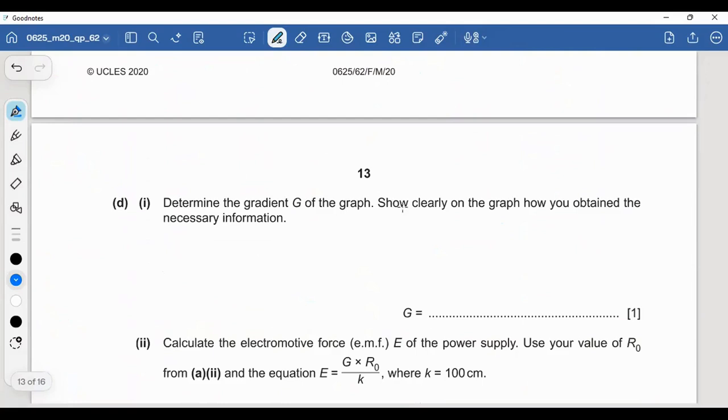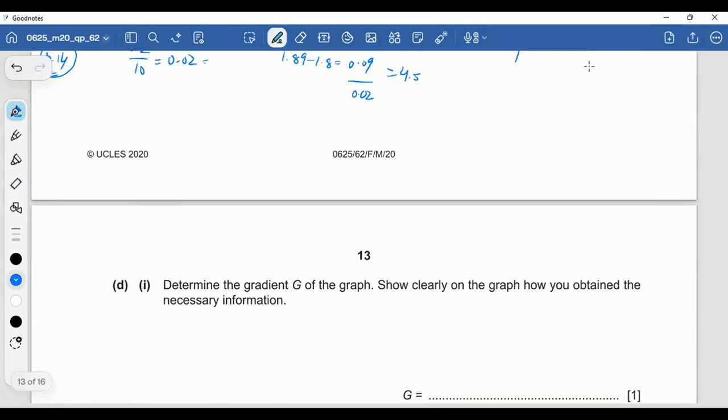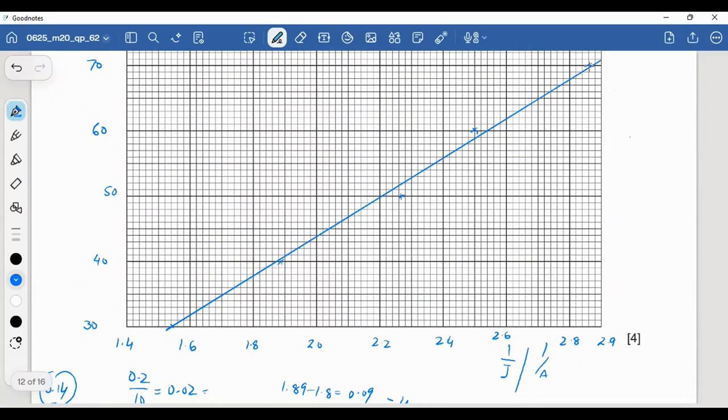Now moving towards the next part. As we discussed in the previous video, the gradient may be asked as a 2-mark question, but this time it is a 1-mark question: determine the gradient of the graph, showing clearly on the graph how you obtain consistent information. Both marks are for your working and your final answer. So how to get it? You need to take 2 points that are more than half the drawn line away from each other, and the points must be plotted on the line.